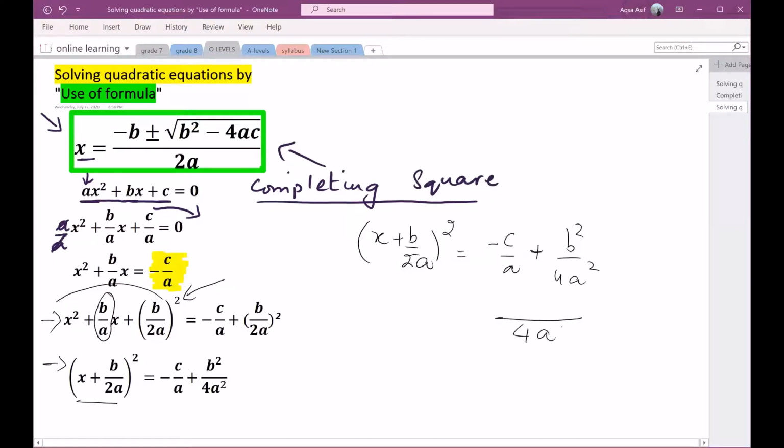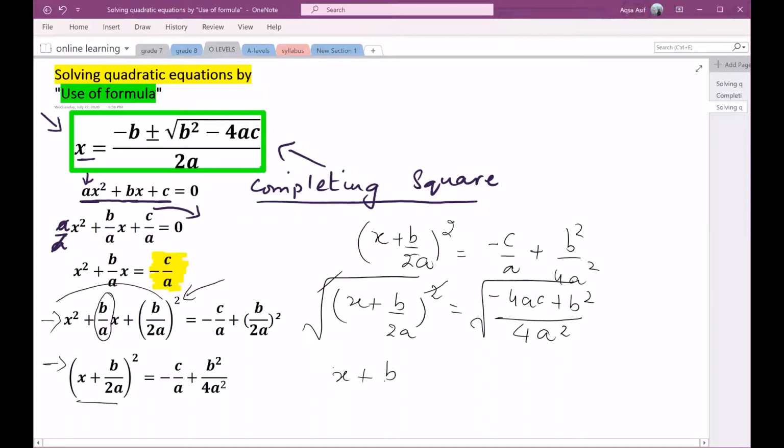I'll take the LCM and solve it. Since we have to find the value of x, I'll take the square root on both sides. The square root will cancel out, and I'm left with x plus b over 2a is equal to under root b square minus 4ac. And if I take this 4a square out of the under root, I can write it as 2a.